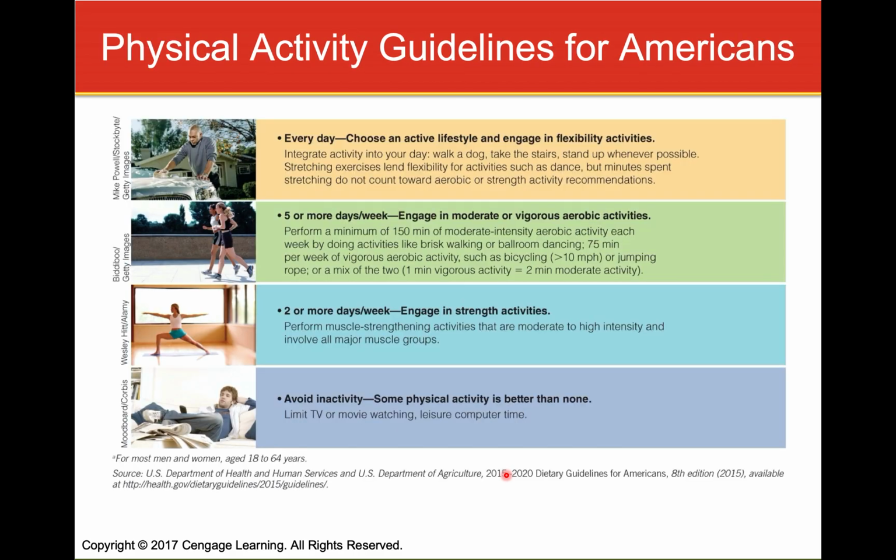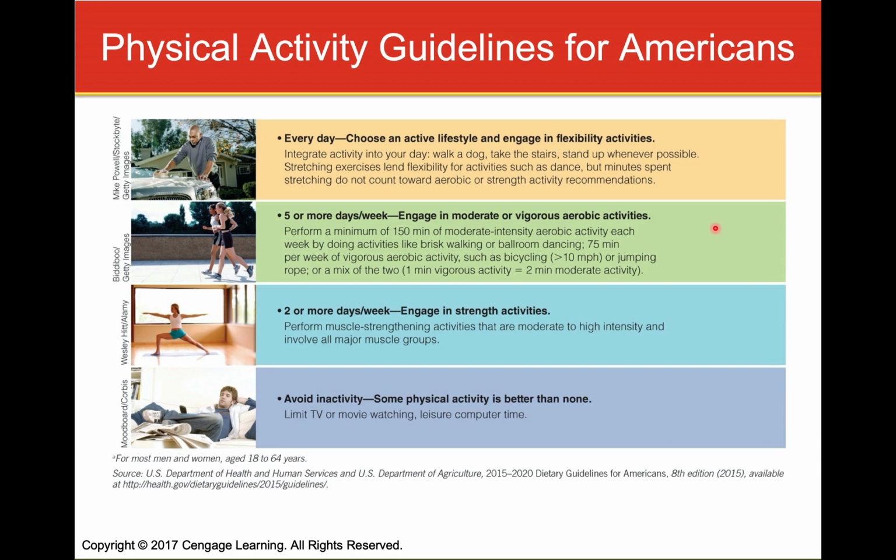So here are our Physical Activity Guidelines for Americans. So we have 4 recommendations here. The first one, every day just choosing an active lifestyle and engaging in flexibility activities. So this one is basically just don't be a couch potato. Just try to be on your feet, walk your dog, take the stairs, stand up, do some stretching. Just get your body moving. It doesn't have to be purposeful exercise, but just engaging in activities that have your body moving.